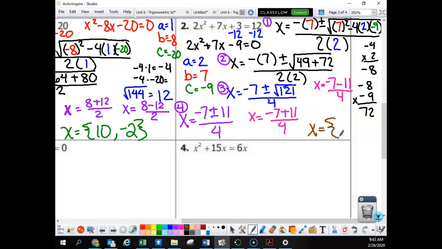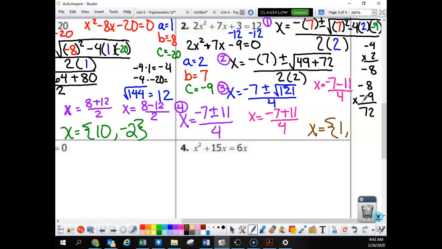So negative 7 plus 11 is what? Negative 7 plus 11. It's 4. And then 4 divided by 4 is 1. And then negative 7 plus 11. I mean, negative 7 minus 11. Oh, we already did that one. Negative 7 minus 11. That one's negative 18. Negative 18 divided by 4. Can't do that. Huh? Leave it as a fraction.